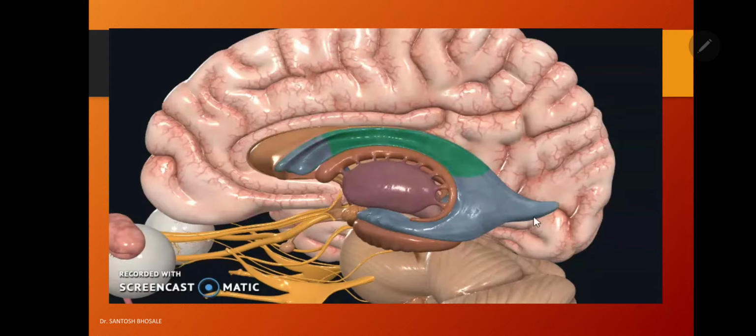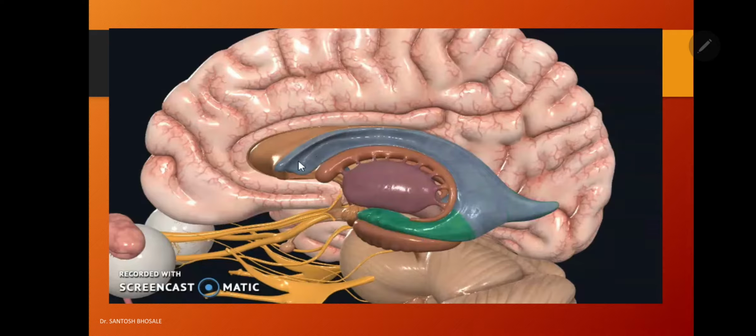That is the anterior horn, body, posterior horn, atrium, and this is the inferior horn. So these are the different parts of the lateral ventricle. Again, if you see, that is the anterior horn, body, posterior horn, and inferior horn. So it presents a body and three horns.